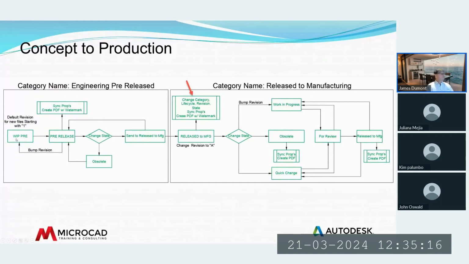At that point, it syncs the properties, creates a PDF with a watermark. I want to go back to WIP. I need to make a change to it, bumps the rev, and same thing. At this point, I can change it to be obsolete. I'm done with this, want to move on to something else.